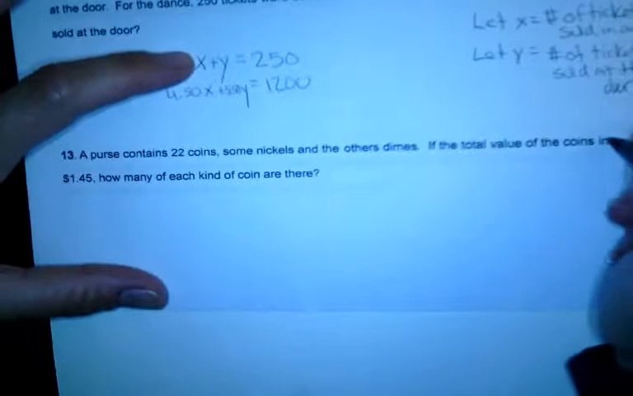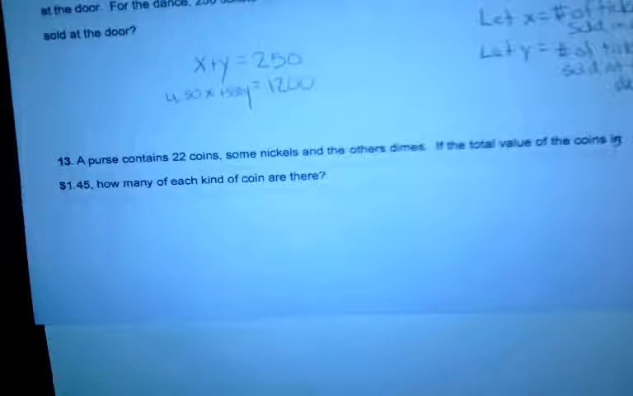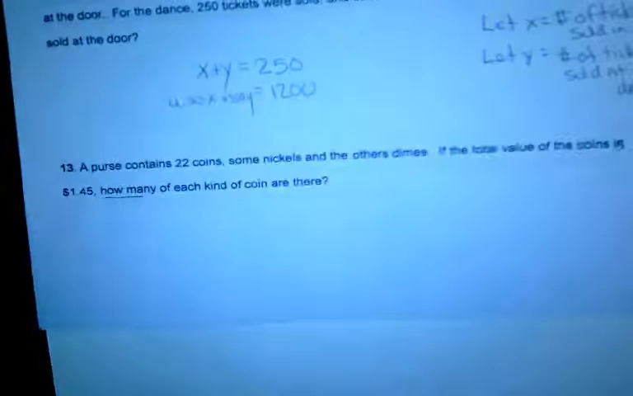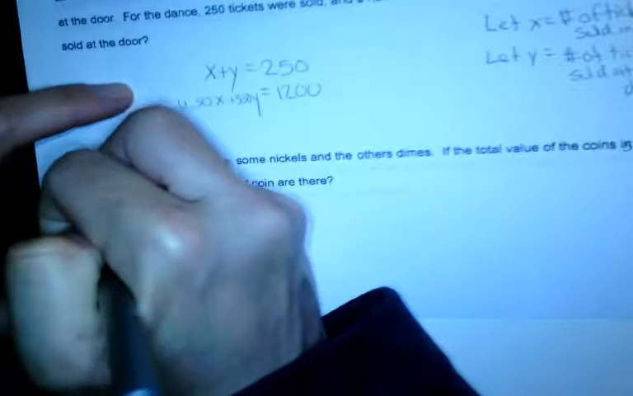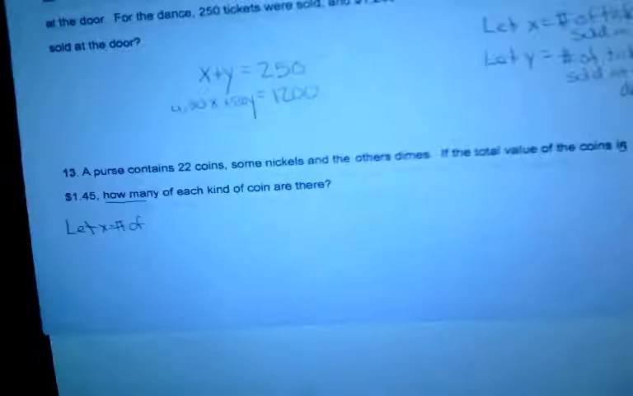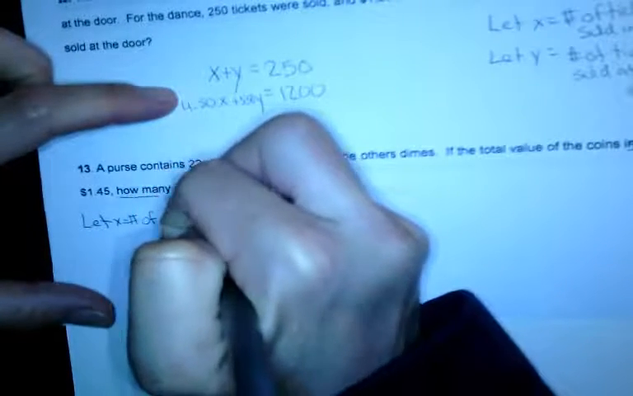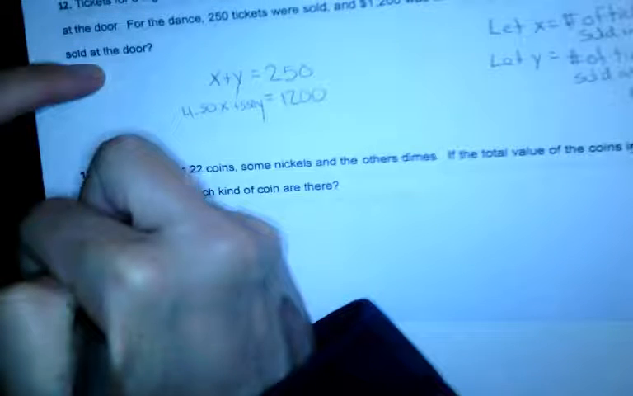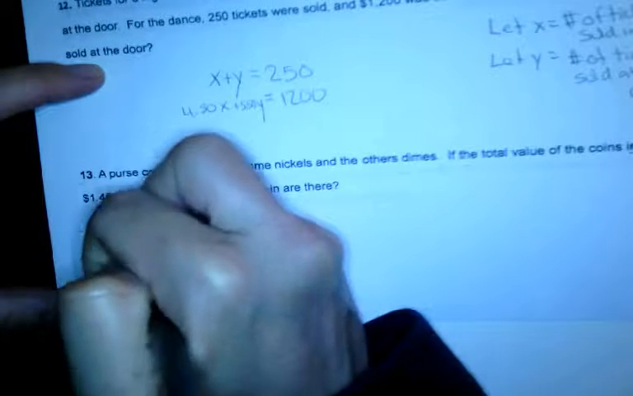So look at, what's the key phrase? How many, right? So we're talking about how many. So let's make our let statement. What would you let x equal? The number of nickels. Good. And then let y equal the number of dimes.